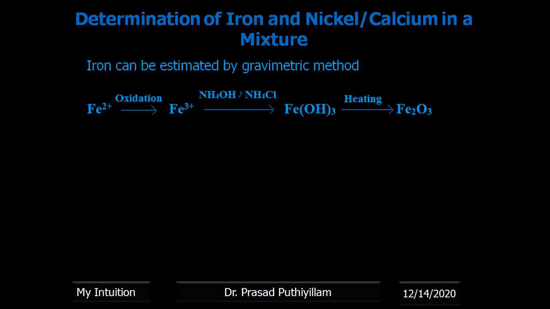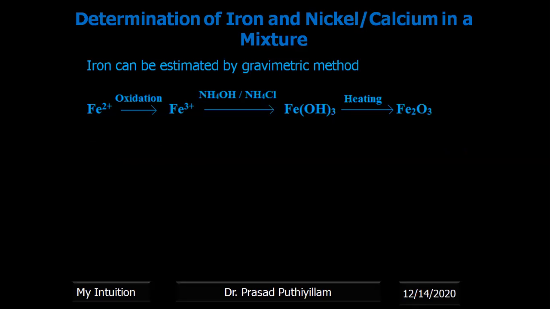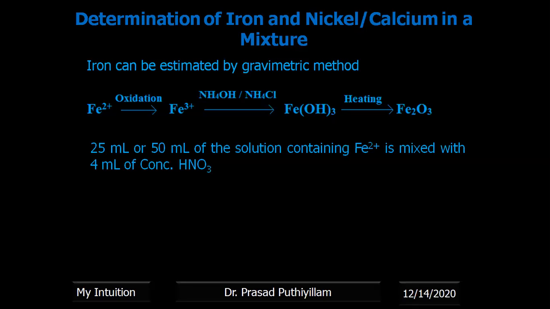That Fe2O3 we can weigh gravimetrically, and from its weight we can find out how much Fe is present. The nickel and calcium will remain in solution as nickel 2+ ion or calcium 2+ ion. It may be in a complex state with the ammonia solution also. Suppose we prepare the iron, nickel or calcium solution in 250 ml.